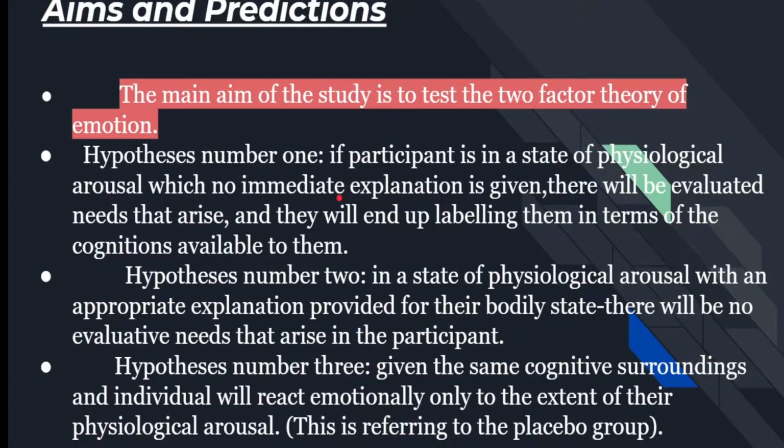So I'll repeat the first one. The first hypothesis says that if there is physiological arousal without us having an explanation for it, we will have evaluative needs. The second one says if there is physiological arousal with an appropriate explanation, we will not have any need to evaluate or label it. Third, if there is no physiological arousal, we will not experience emotion. We will not react very emotionally. This is, again, according to the two-factor theory, where the two factors are emotion and cognitive or stimulating surroundings.